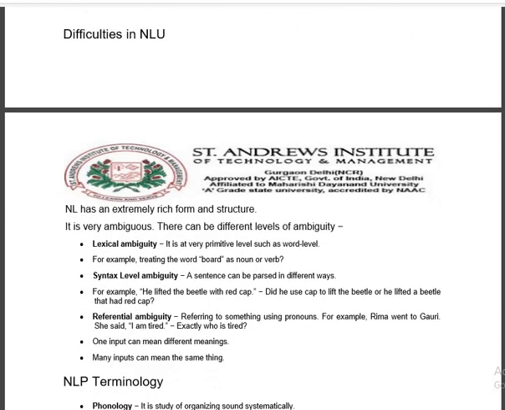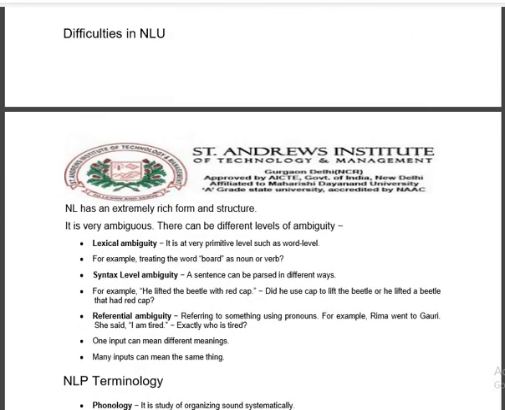Now we come across different kinds of difficulties also, like ambiguity, which exists when the same word has different meanings, or the same source gives multiple answers. Let's see what ambiguities we come across. The first is lexical ambiguity.